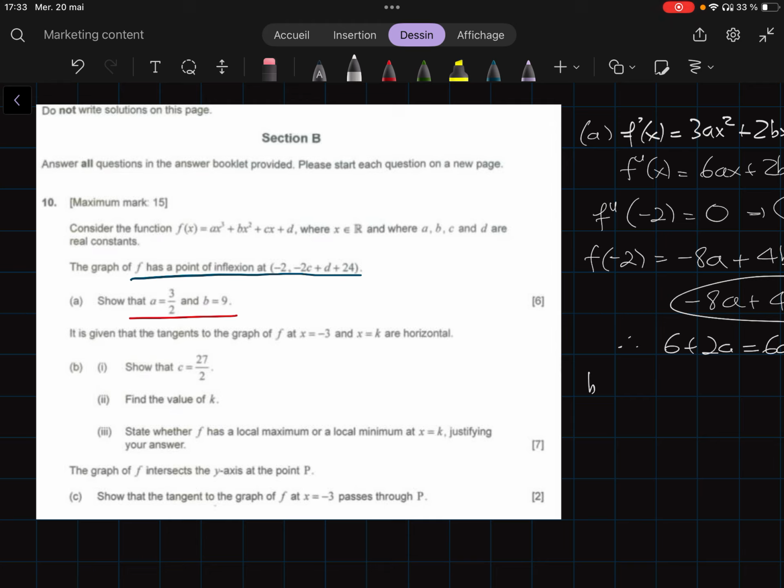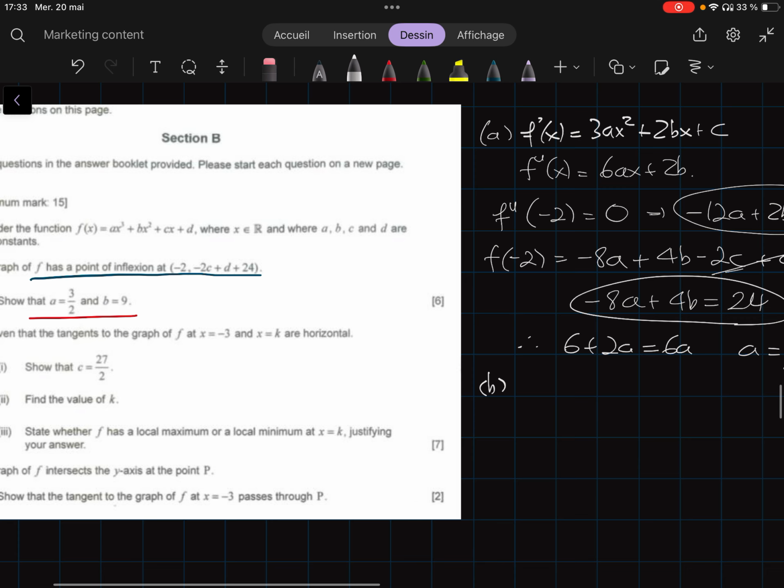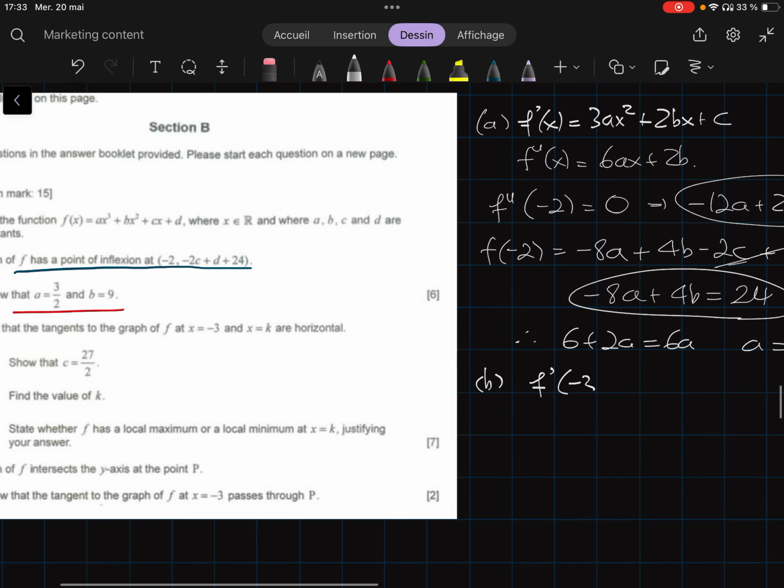Part B. It is given that the tangents to the graph at x equals to negative 3 and x equals to k are horizontal. This means f prime at negative 3 is equal to 0 because we have a horizontal tangent.